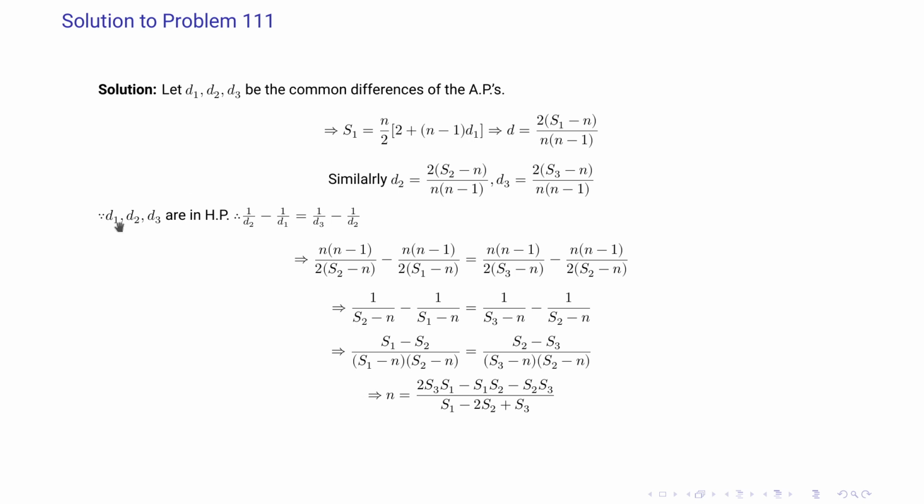Now it is given that D1, D2, D3 are in HP. So 1 by D2 minus 1 by D1 is equal to 1 by D3 minus 1 by D2. Upon substituting these values, we obtain this, and then we cancel out n into (n minus 1). So we get this, and then we take LCM, we obtain (S1 minus S2) by (S1 minus n) into (S2 minus n) is equal to (S2 minus S3) by (S3 minus n) into (S2 minus n). Now we cancel out S2 minus n from both sides and then we solve for n to obtain the desired result.